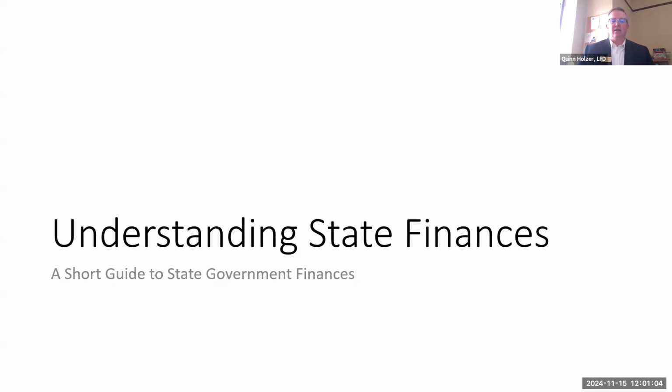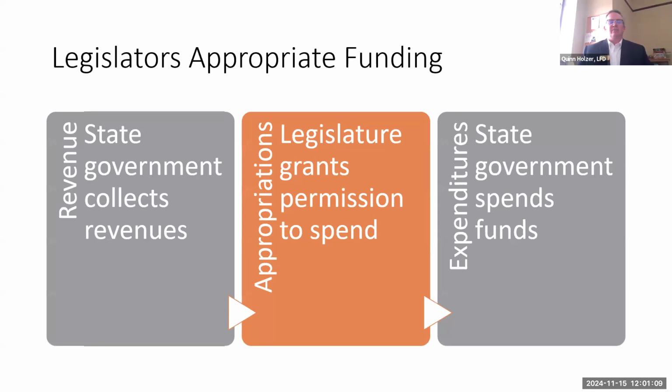All right, we're just going to kick it off by going into some very basics of state finance and understanding what happens. First off, I think it's fairly straightforward that state government collects revenues, and of course that is based on laws that the legislature has established, but those get addressed less often than appropriations. In the middle there, you see the appropriations, and every session the legislature grants permission to spend through appropriations. And then it's the state government again that spends those funds. So those expenditures are made, but no funds can be spent without authorization of the legislature.